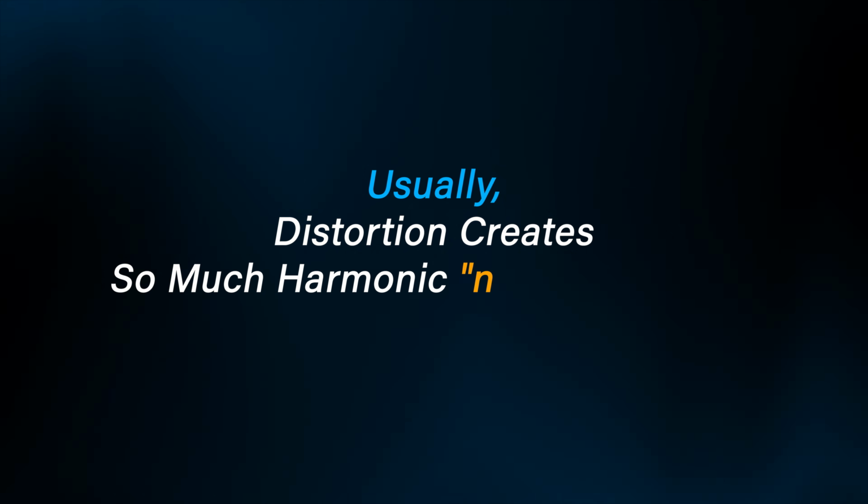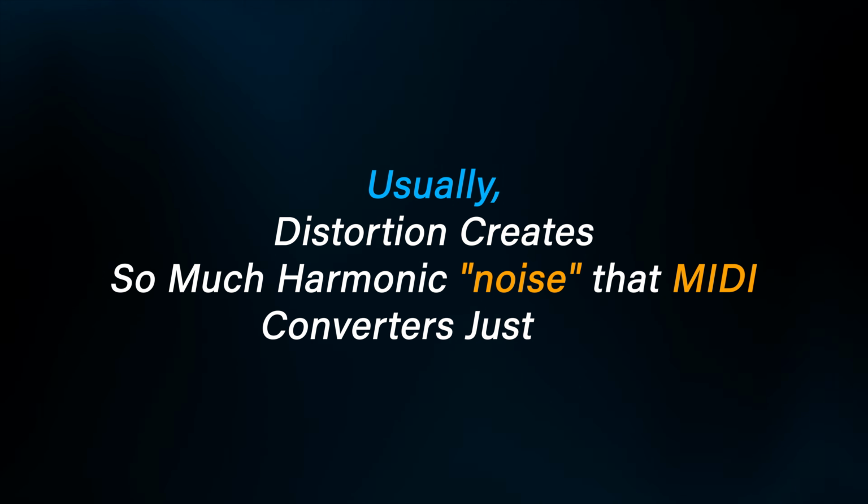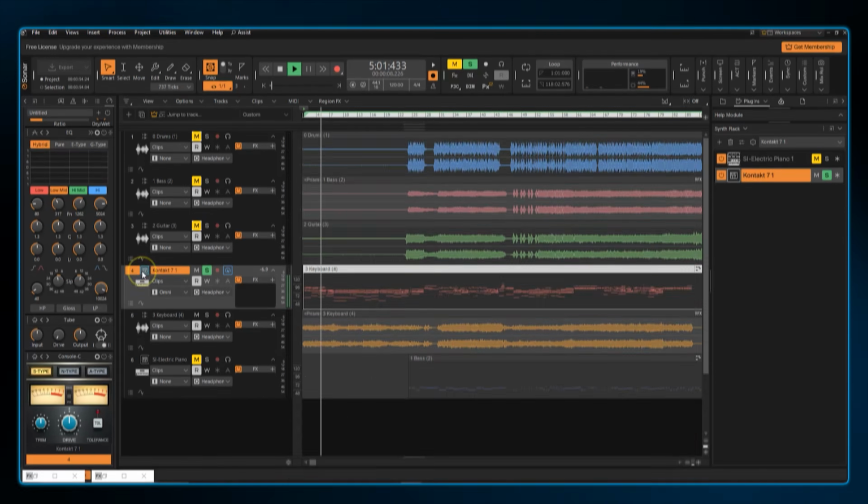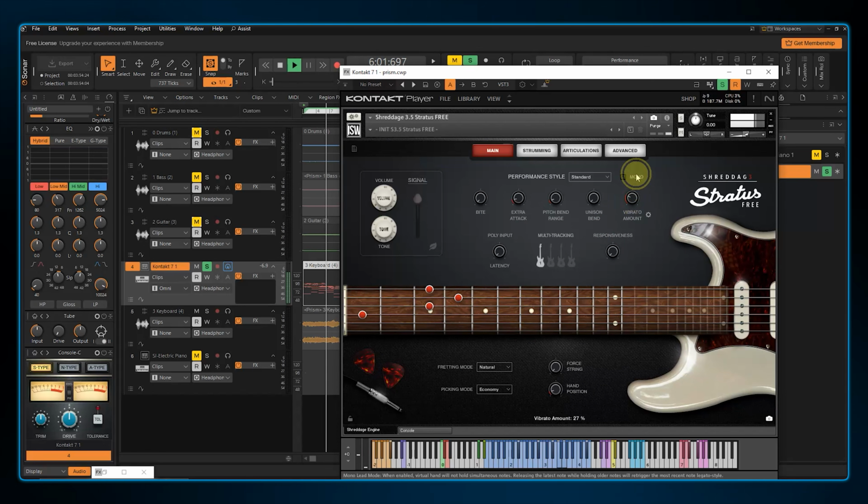Finally, let's test the most difficult instrument from our song, the distorted electric guitar. Usually, distortion creates so much harmonic noise that MIDI converters just fail. But Prism has a specialized guitar dist algorithm built specifically for this.